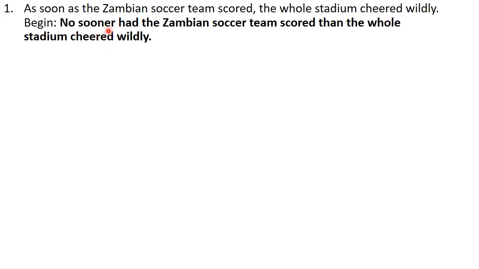Start with no sooner. Don't forget to put had if there is no had. Then you write the subject, the person or the thing that did the first action. In this case, the Zambian soccer team. What did they do? They scored. Then after that, you put than. Now you write the second action, which is the whole stadium cheered wildly.